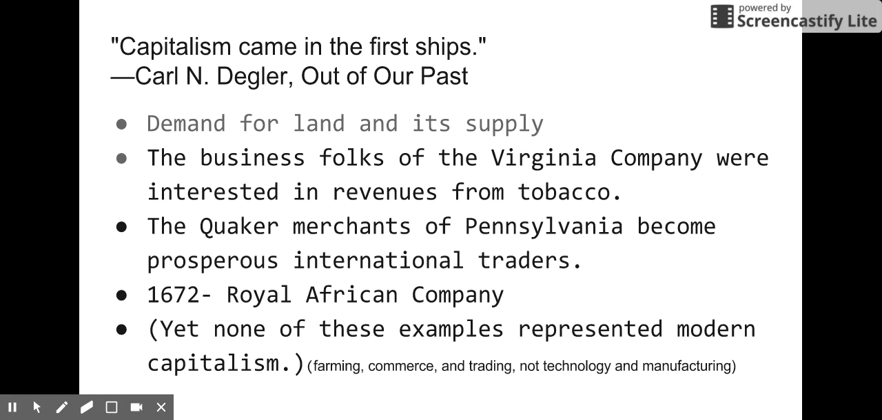They became traders. And unfortunately, even the Royal African Company, which traded slaves, had a bit of a capitalist influence. So because of the trade, because of all these things involved, they did have capitalist seeds. However, none of them represent what we now consider modern capitalism. So the farming, the commerce, the trading were elements of capitalism, but the technology wasn't there and the manufacturing wasn't there just yet. So it is a mercantilist economy, but you do see the seeds of capitalism there.